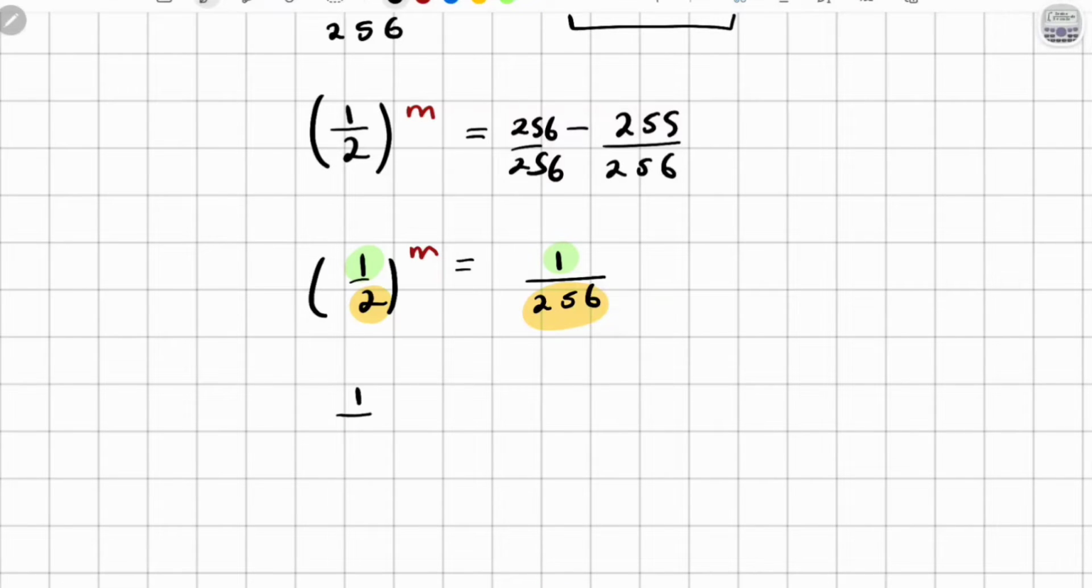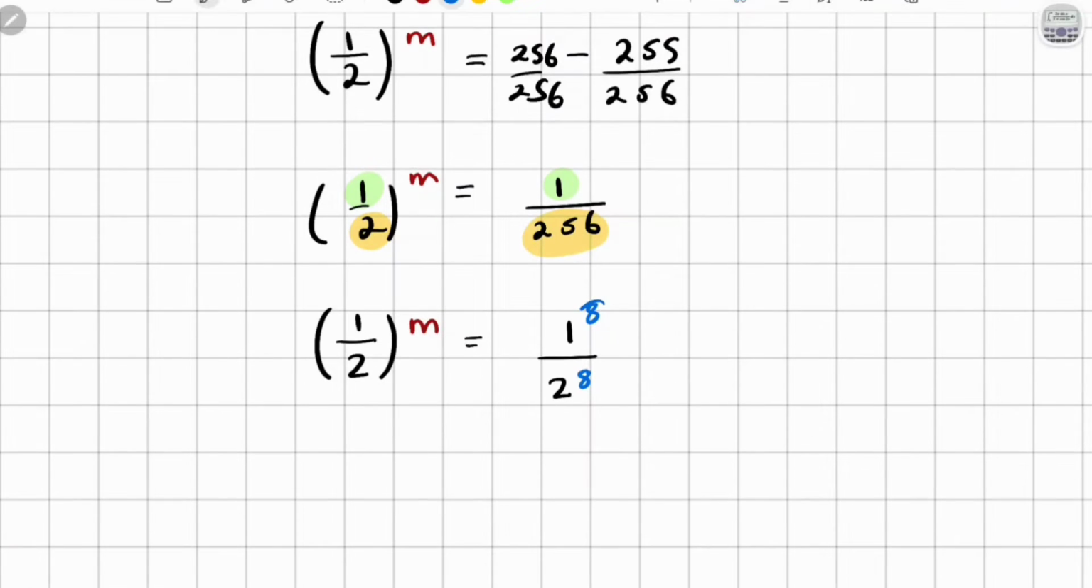So it means that 1 over 2 all raised to the power of m is equal to 1 over 2 to the power of 8. But here's the thing. You can also write 1 to the power of 8 and it will still remain 1. So I didn't change the value, I just changed the way it looks. And since they both have an exponent of 8, you can write that as a fraction raised to the power of 8. And now you see the bases are the same. And so now that the bases are the same, you can go ahead and equate the exponents. So that just means that m is finally equal to 8. And that is our answer.